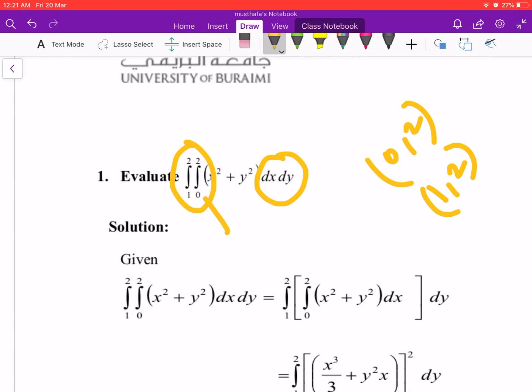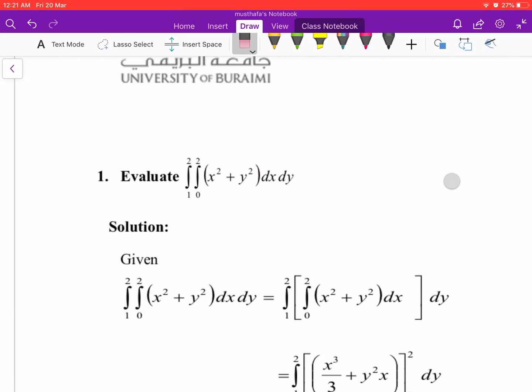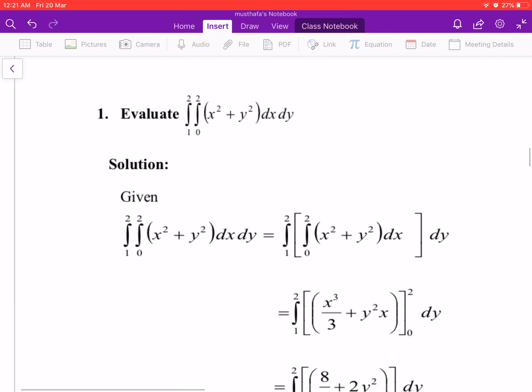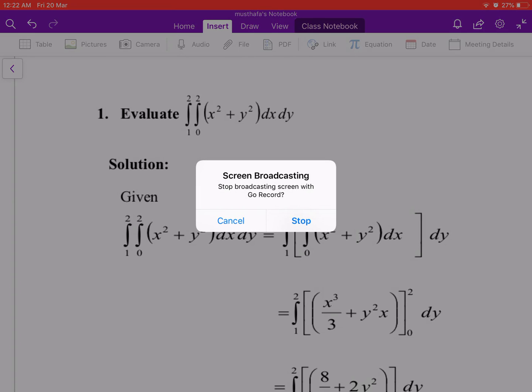Let us see how to evaluate this one. If it is a constant limit, then you have to adhere to the given order. There is no change in the order, right? What is the order given? You have to perform in the same order. Let us see how to integrate this function. So what is the function given to you? x square plus y square. And which order are we going to follow? dx dy, right?